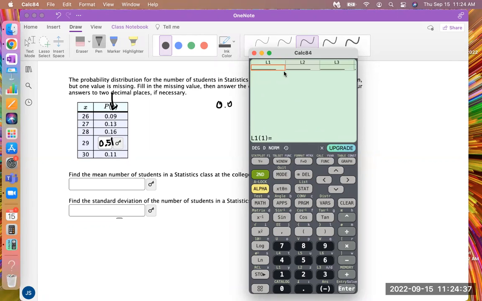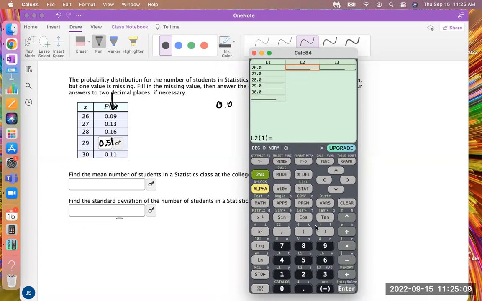So in my L1, I put everything in the X column. These are the actual values of the random variable: 26, 27, 28, 29, and 30. Okay, 26, 27, 28, 29, 30. Looks like I did it right.